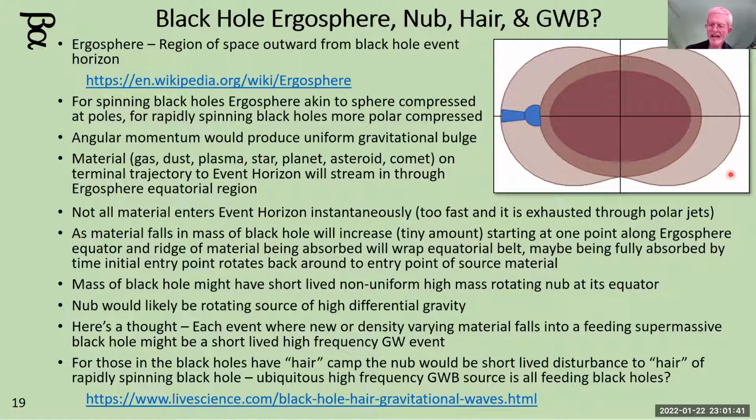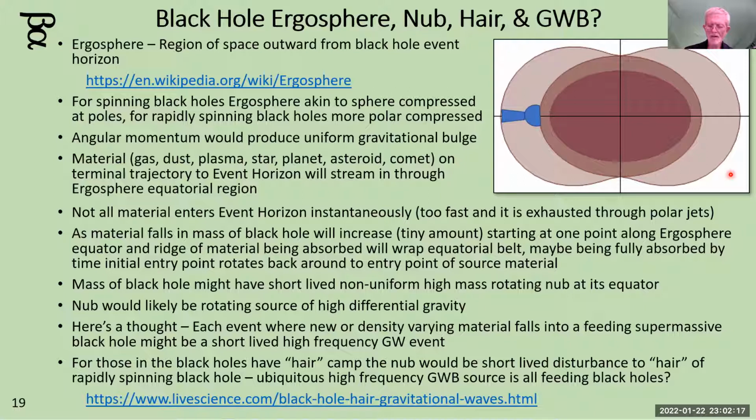And if you're looking at a gravitational wave background, and you've got how many black holes in the known universe, and they're all spinning, the ones that are feeding may be the source of this gravitational wave background, because as they're gobbling stuff up, a nub gets briefly created every time they gobble up a clump of stuff. And that nub, as it impacts the ergosphere, is producing like a whip of gravity. And that may be your gravitational wave background.